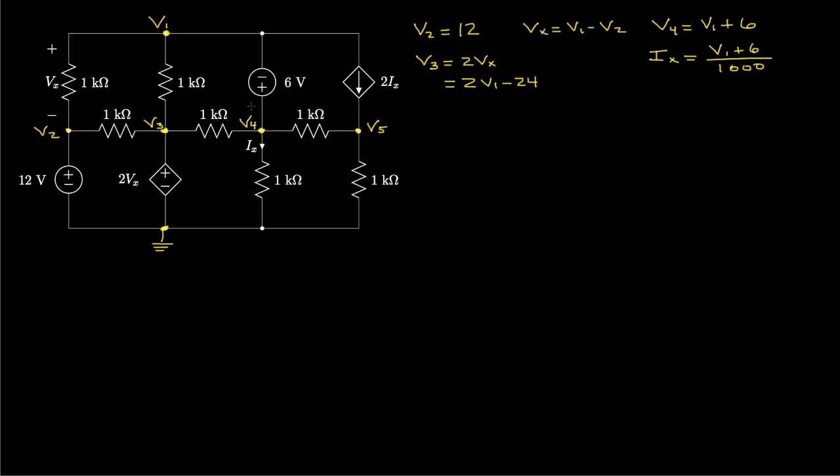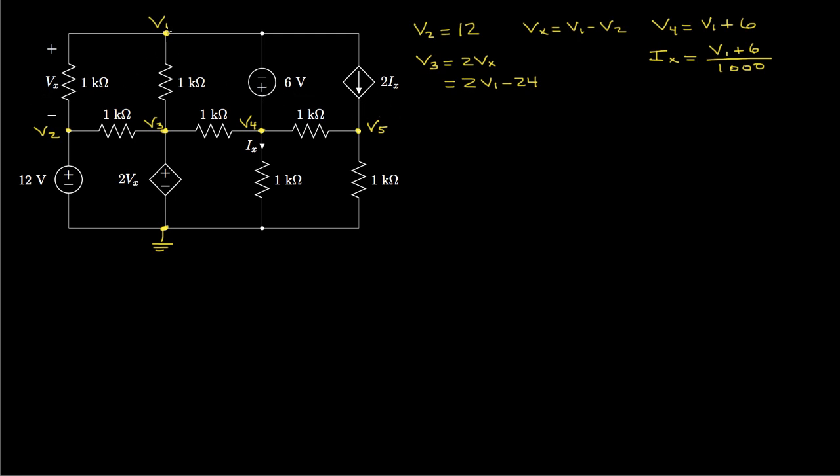So what we've done is we've gone through this circuit and tried to identify any places that we could simplify expressions for these voltages. So we notice that V2 is 12 volts, V3 is twice Vx, but Vx is V1 minus V2. We notice that V4 is V1 plus 6, and then Ix is V4 divided by 1000, but V4 is V1 plus 6. So there's our expressions that we may find very useful as we start to write the equations.